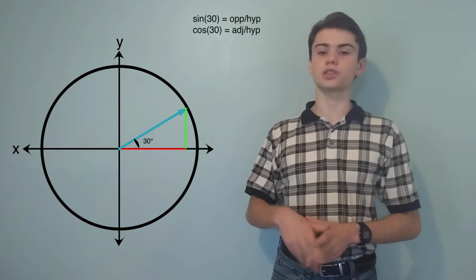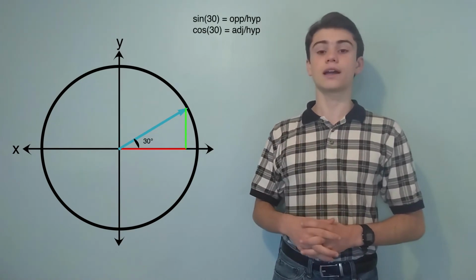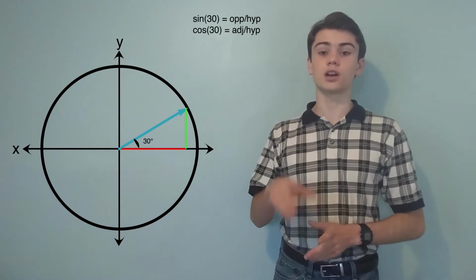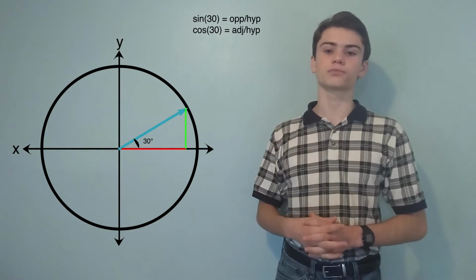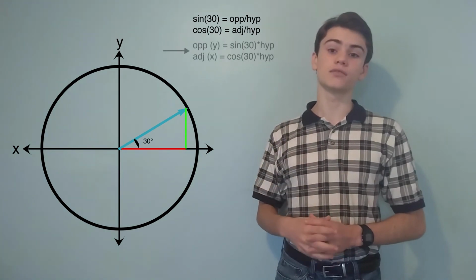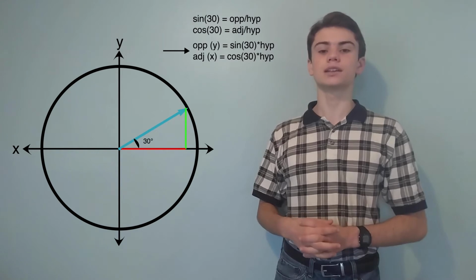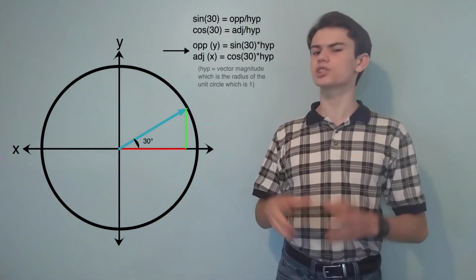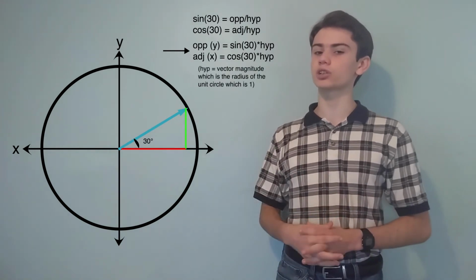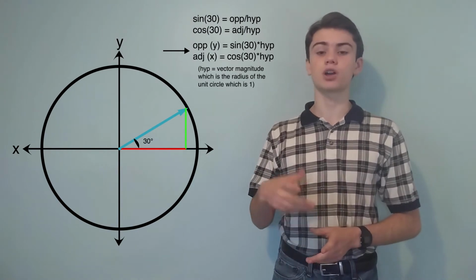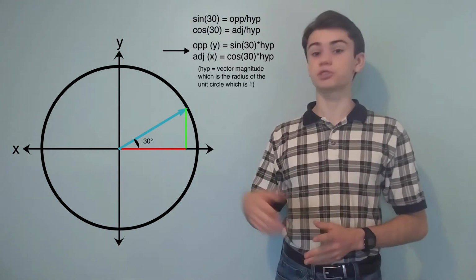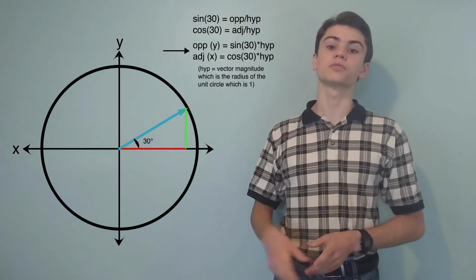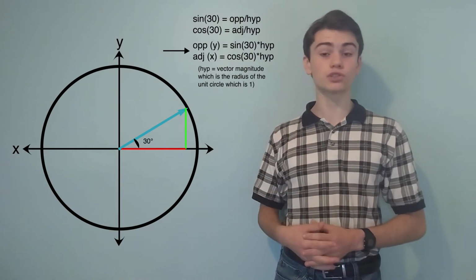Sine of 30 is going to be the opposite over the hypotenuse, and then cosine will be the adjacent over the hypotenuse. And we can multiply both sides of both equations by the hypotenuse to get that the opposite side, which in this case is the y component of the vector, is equal to the hypotenuse times sine, and the adjacent side, which is the x component, is equal to the hypotenuse times cosine of 30.